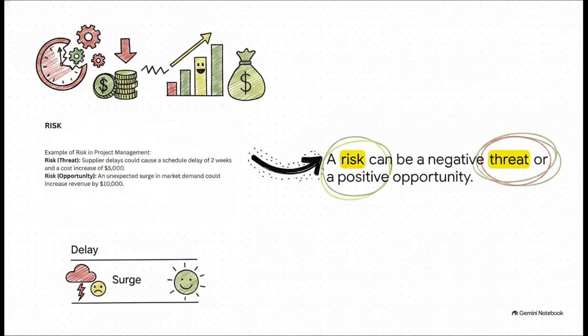For example, if a supplier is delayed by 2 weeks and it costs you $5,000, yeah, that's clearly a negative threat. But what if there's an unexpected surge in market demand that ends up boosting your revenue by $10,000? That is still an uncertain event. It's a risk, but it's a positive opportunity risk that you absolutely want to plan for and exploit.